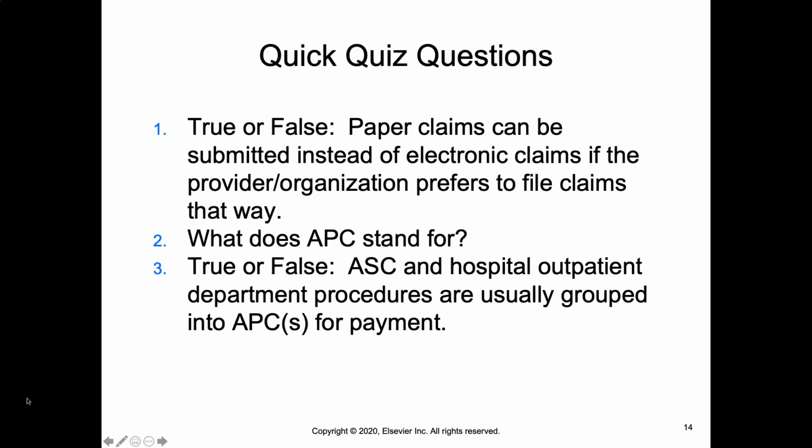All right, last set of quick quiz questions. True or false, paper claims can be submitted instead of electronic claims if the provider organization prefers to file claims that way. What does APC stand for? True or false, ASC and hospital outpatient department procedures are usually grouped into APCs for payment.